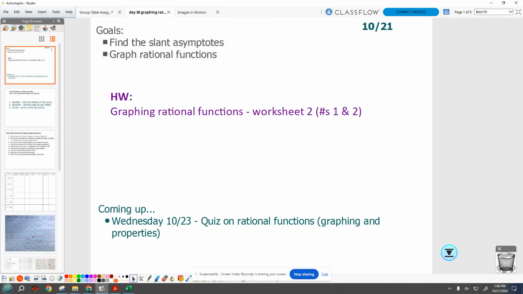All right, guys, here's the deal. By Wednesday, you need to be really good at the problems on worksheet 1 and worksheet 2. We will have a quiz on Wednesday that is basically 2 sides. One of them, hey, graph this. And maybe you need to calculate a slant asymptote. Some eyeballs just went, what?